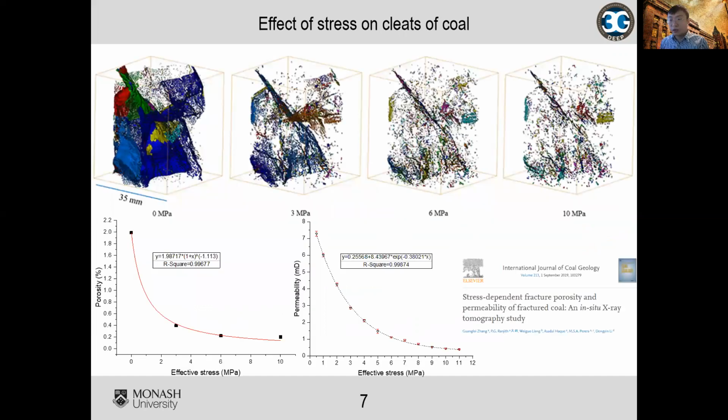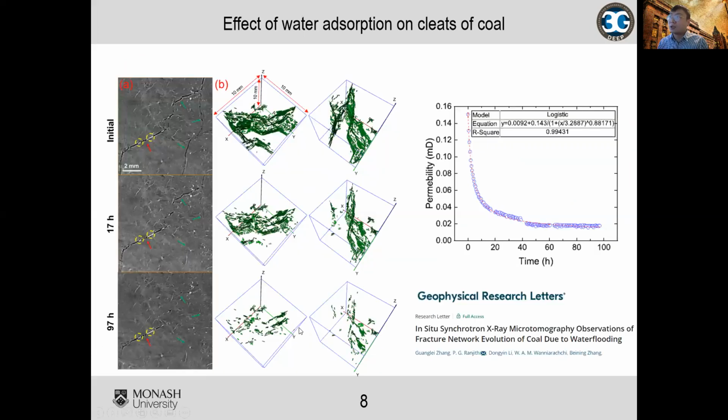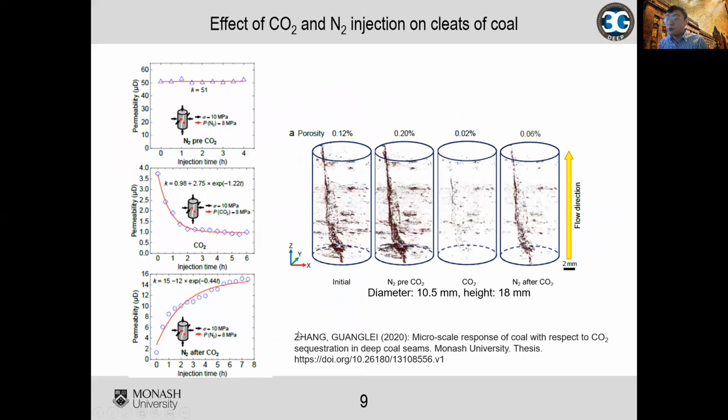I conducted a series of tests considering various factors, for example, the effect of stress on coal porosity and permeability, and the effect of water injection and of CO2 and nitrogen injection in coal. In my experiments, I provide detailed characterization of fracture network changes under these conditions, and I also measure the permeability at the same time. So the CT scanning provides direct evidence for the fracture network change and permeability change.